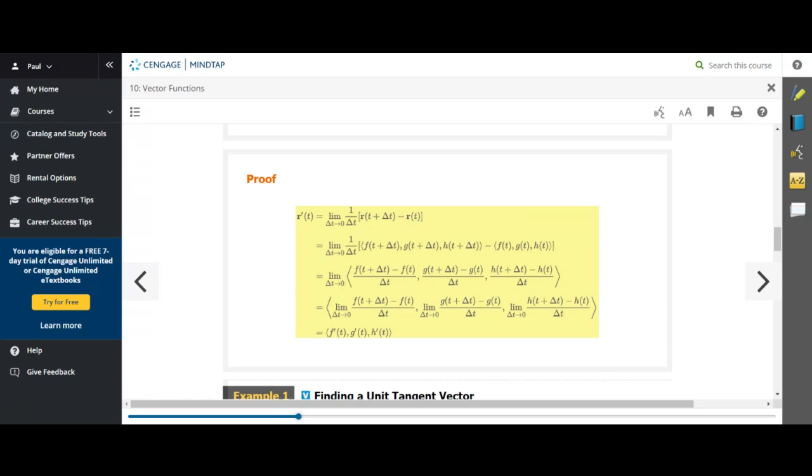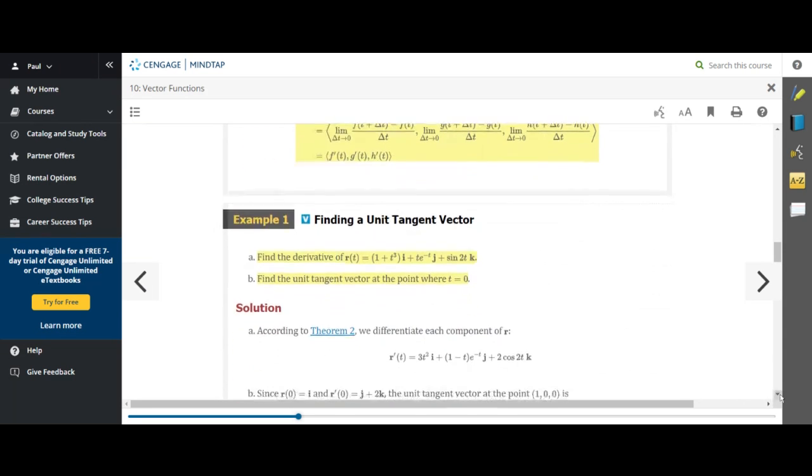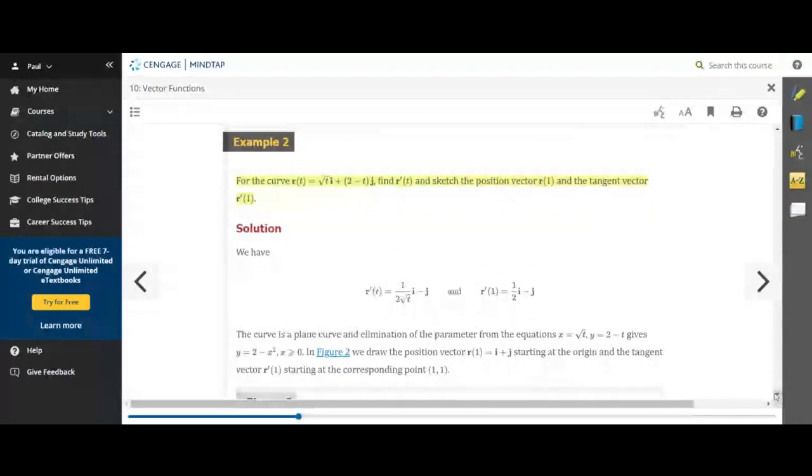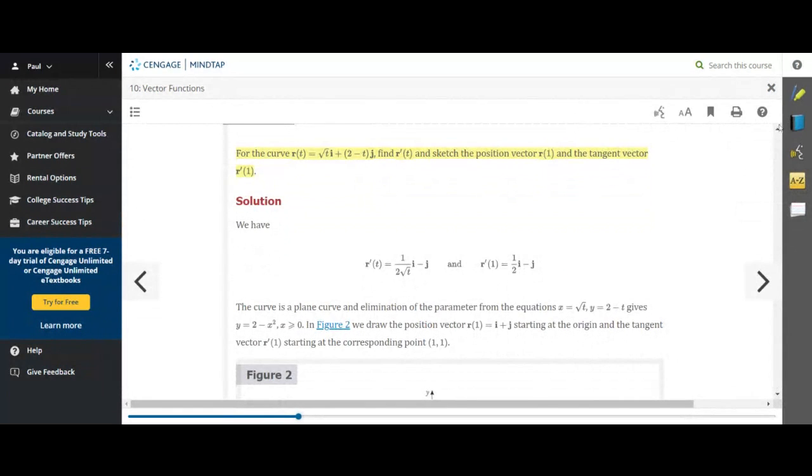So if we look at example 1, and I want to get to some of our other examples, they say in example 1, find the derivative of, hold on, no, I want to actually go to example 2. I want to go to example 2, one moment. Let me go down here.